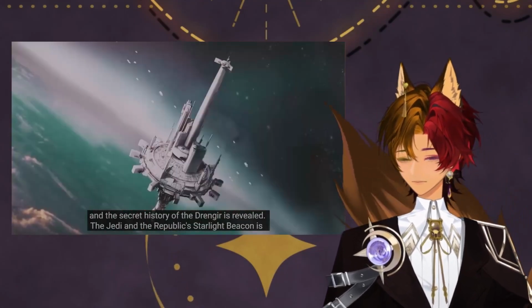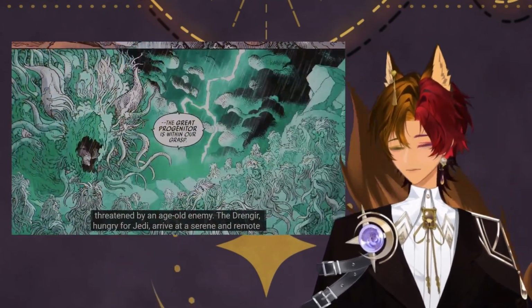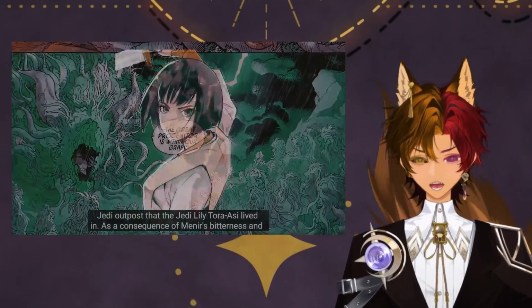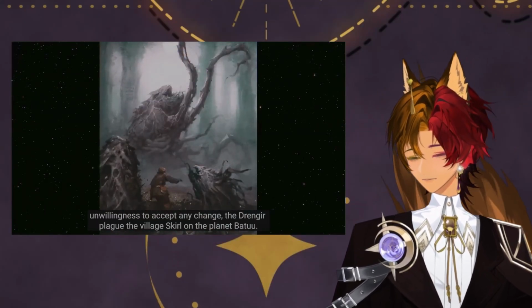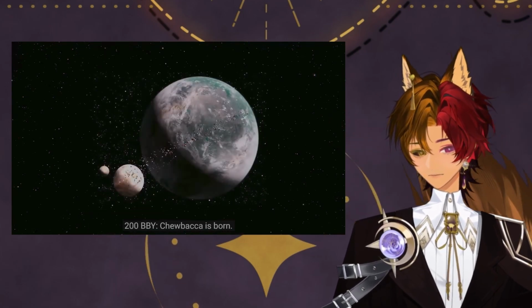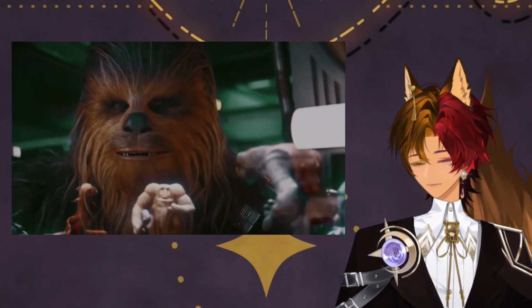The Jedi and the Republic's Starlight Beacon is threatened by an age-old enemy. The Drengir, hungry for Jedi, arrive at a serene and remote Jedi outpost that the Jedi Lili Toraasi lived in. As a consequence of Menhir's bitterness and unwillingness to accept any change, the Drengir plague the village Skrull on the planet Batuu. 200 BBY. Chewbacca is born.